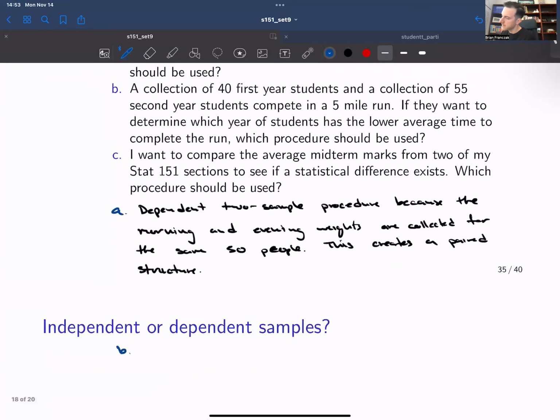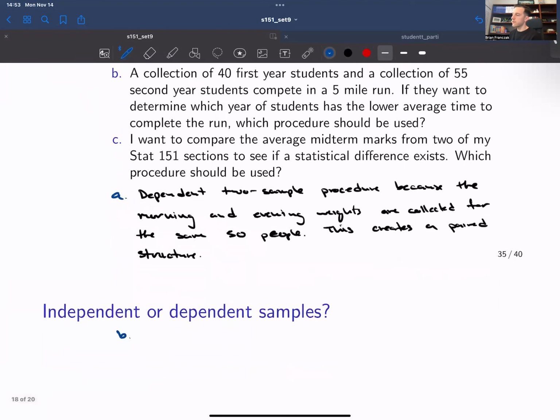Part B. A collection of 40 first-year students and a collection of 55 second-year students compete in a 5-mile run. If they want to determine which year of students has the lower average time to complete the run, what procedure should they use? This is going to be an independent two sample procedure because we have two different collections of people.